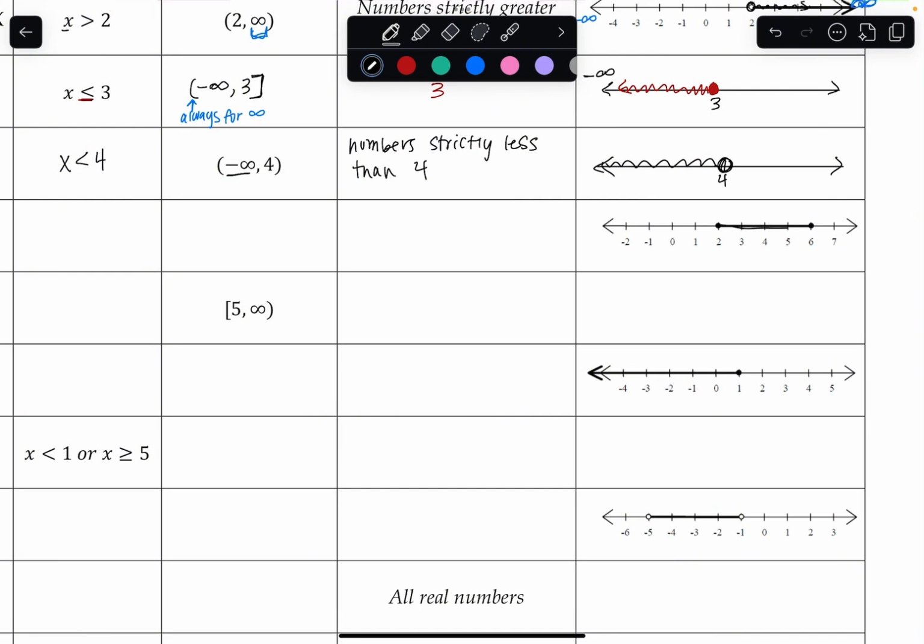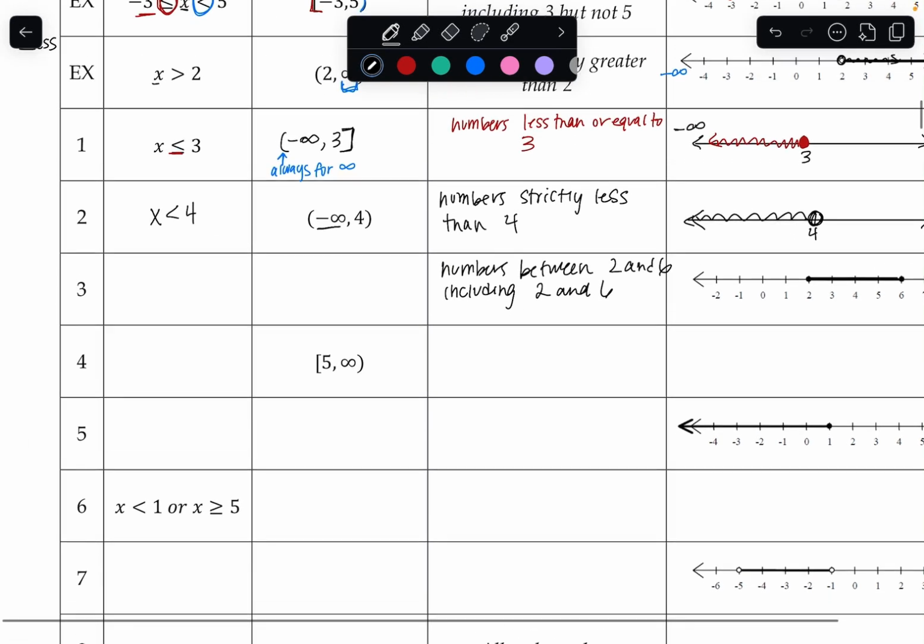We're between 2 and 6, and we include both the 2 and the 6. We have open circle or closed circles. And so numbers between 2 and 6, including 2 and 6. And so for our interval notation, we would have brackets on both the 2 and the 6.